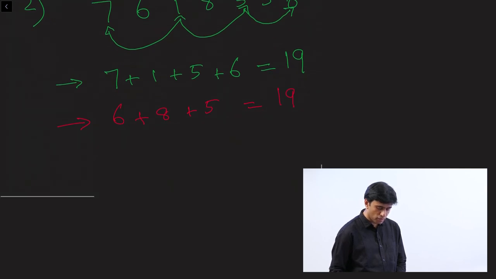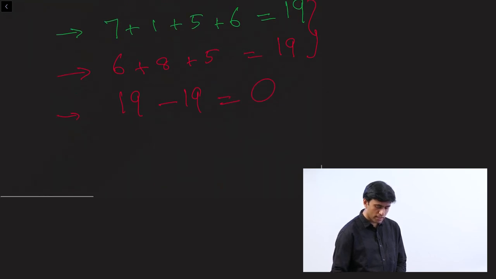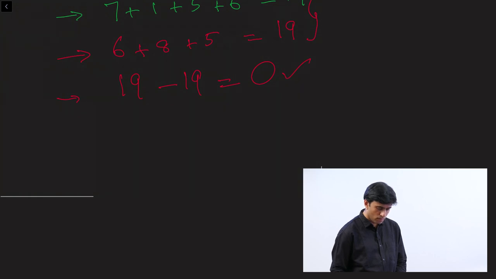So the next step is to do the subtraction. You do 19 minus 19. You take the difference of these two. It is 0. Since it is 0, 7, 6, 1, 8, 5, 5, 6 is divisible by 11.